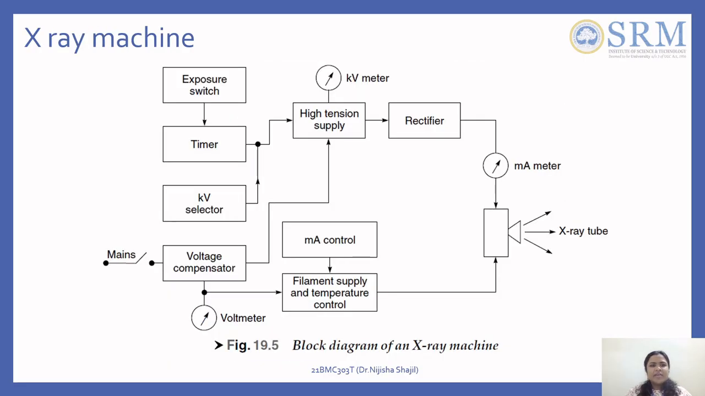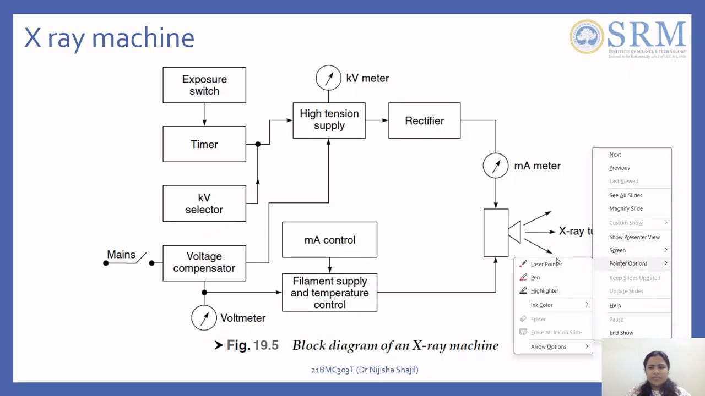That we'll be seeing is the X-ray machine. So we have seen how X-rays are produced. We are going to include all that and form the X-ray machine. A very important part of the X-ray machine is the high voltage supply unit.